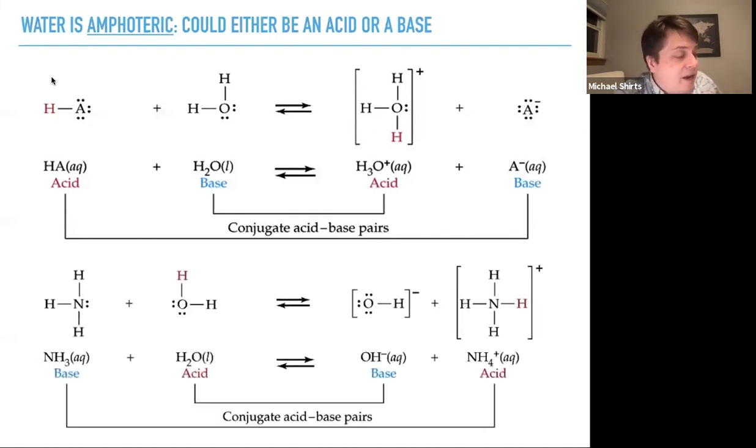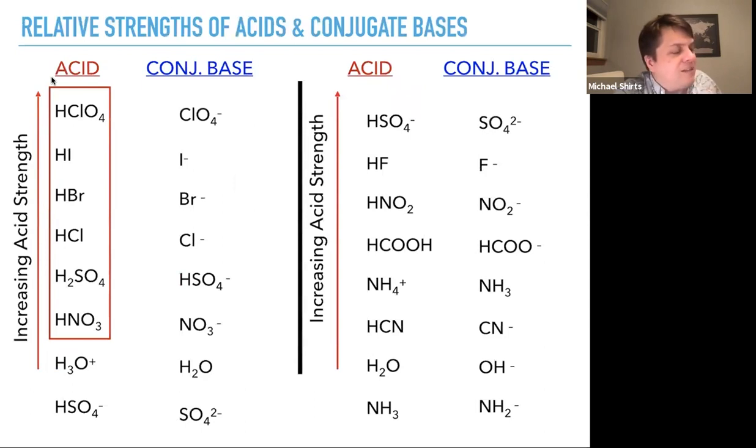But in the case of ammonia, H2O acts as an acid, right? Because it's a proton donor to ammonia in order to create hydroxide and an ammonium ion. So molecules that can both accept a hydrogen and donate a hydrogen are amphoteric, and water is by far the most common example.